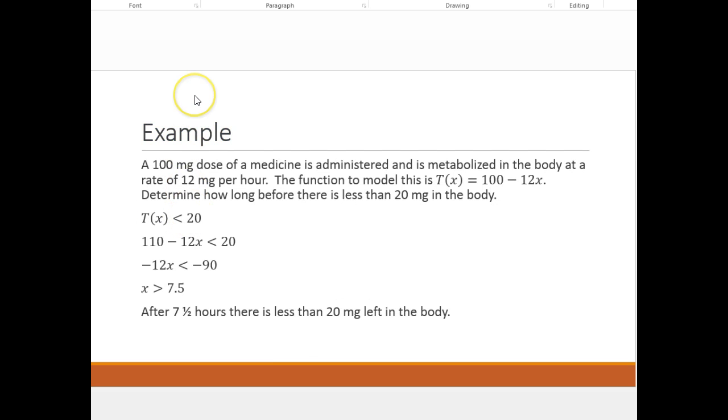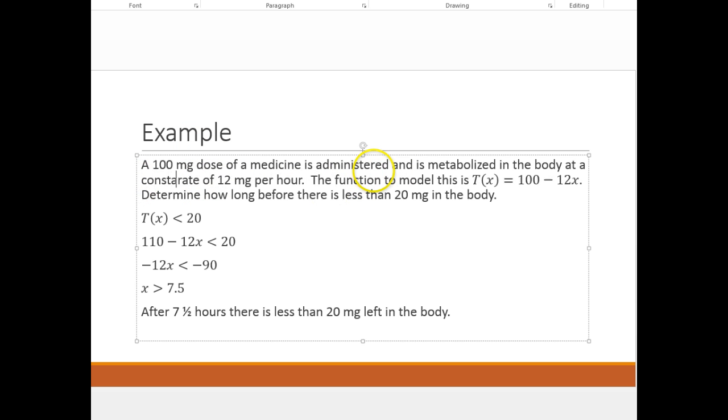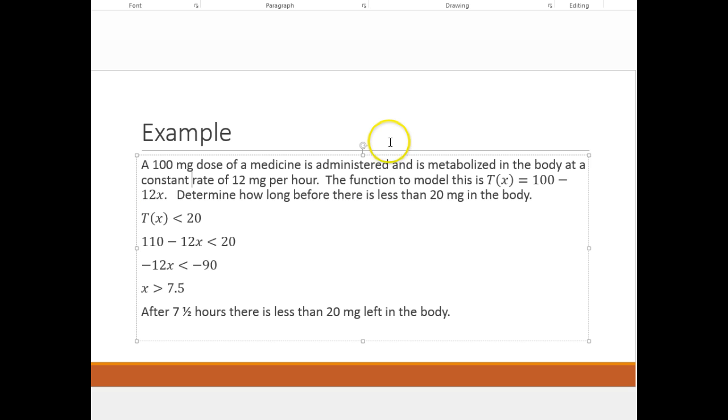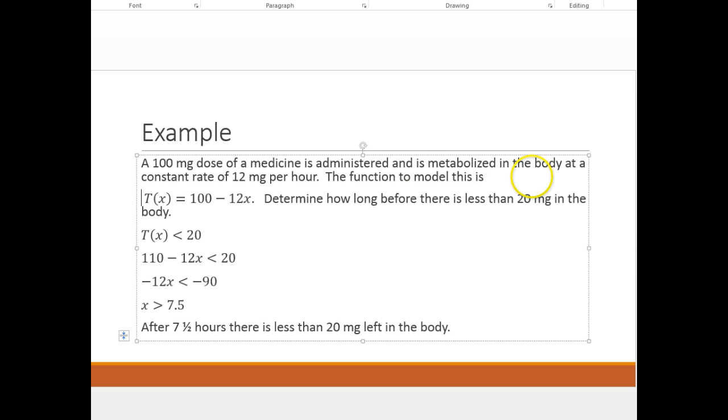Let's look at an example of a word problem. A 100 milligram dose of a medicine is administered and metabolized in the body at a rate of 12 milligrams per hour. I'm going to go ahead and add in constant rate here because we want to assume this is a linear function. The function of this model is t of x equals 100 minus 12x. Determine how long before there is less than 20 milligrams in the body.